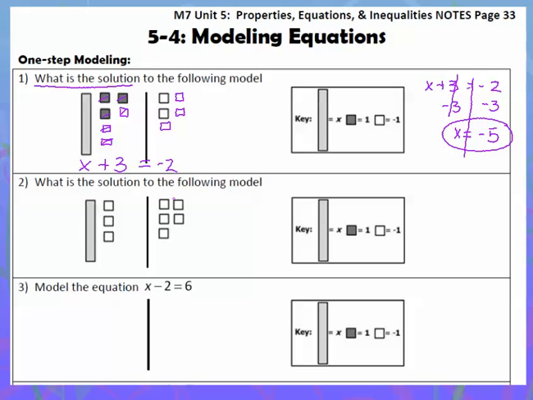Same thing is being asked in number 2. What is the solution to the following model? You try this one by yourself. See if you can figure it out. Figure out what the solution is. And when you're ready, unpause the video and we'll go over it together.